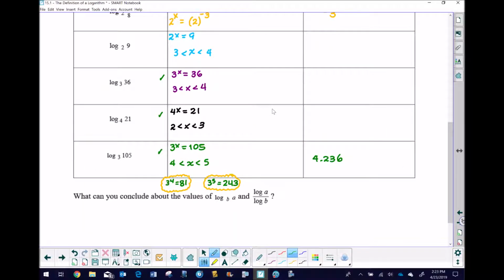So what can you conclude about the values of the log base b of a and the log of a divided by the log of b? What do you guys think these are? They are equal, right? They are equal, and that's awesome because it provides the means by which anyone with any type of scientific calculator, all you need is a log button, and you can compute the log of any base.